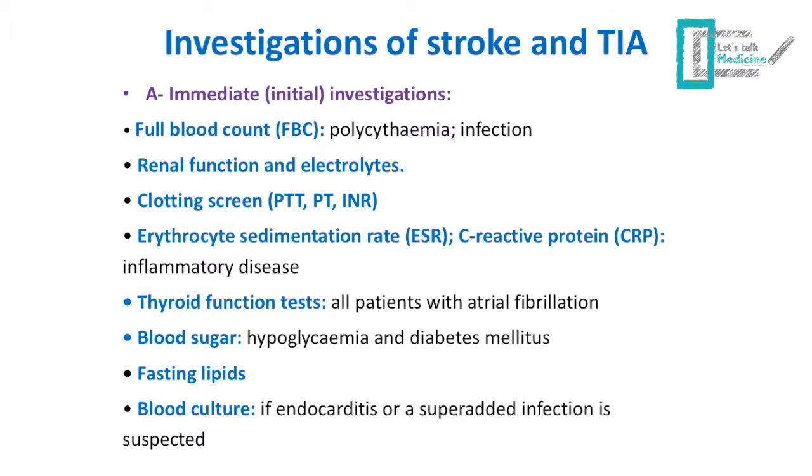It's important to mention that in ischemic strokes, we will use medication. This medication requires certain values for those tests, and we will see that in the upcoming slides. Also, you do an erythrocyte sedimentation rate and C-reactive protein. It will tell you if the patient has inflammatory disease, and you also do a thyroid function test for all patients with atrial fibrillation. In hyperthyroidism, patients can develop atrial fibrillation. You also do a blood sugar to check for hypoglycemia or if the patient has diabetes. You also do the fasting lipids and a blood culture for endocarditis or any other infection.